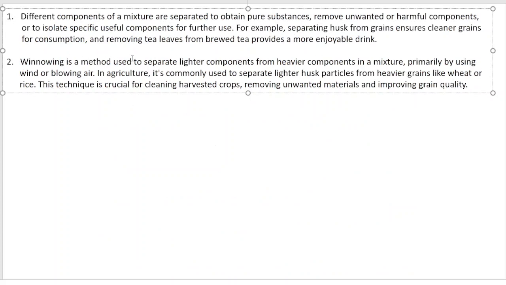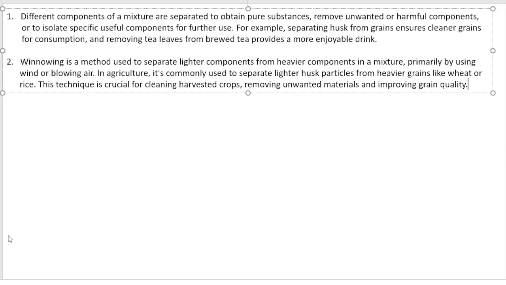winnowing is a method used to separate lighter components from heavier components in a mixture, primarily by using wind or blowing air. In agriculture, it's commonly used to separate lighter husk particles from heavier grains like wheat or rice. This technique is crucial for cleaning harvested crops, removing unwanted materials, and improving grain quality.